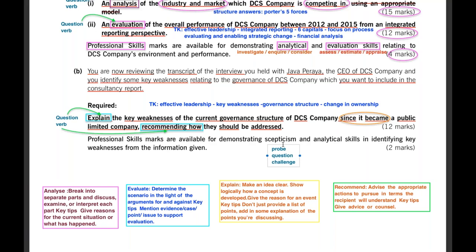if you notice anything to do with the weaknesses, like governance structure, the kind of professional skill you are asked to demonstrate will be skepticism. And if you are able to recommend how, here you are supposed to be demonstrating the analytical skills as well. Why do I say analytical skills? You are able to investigate, you are able to estimate, and you are able to consider.